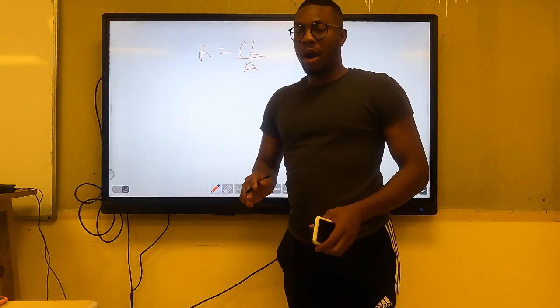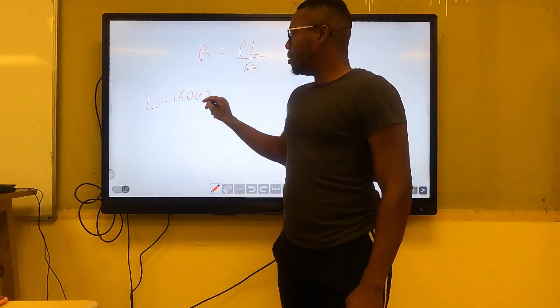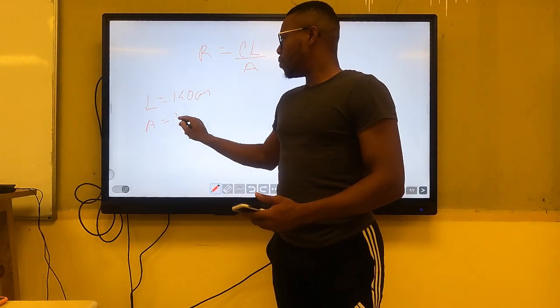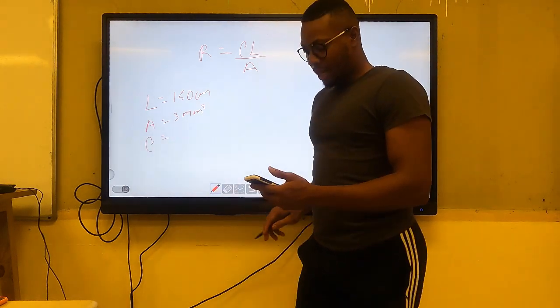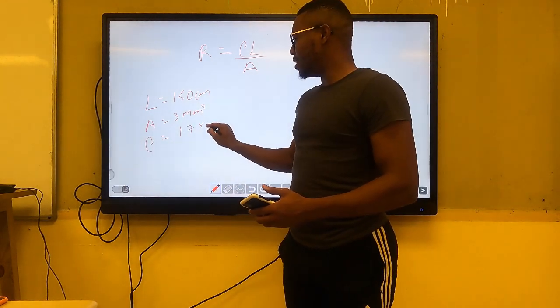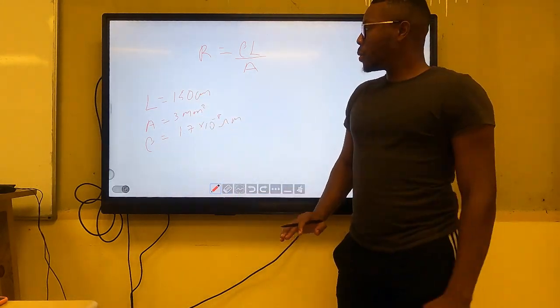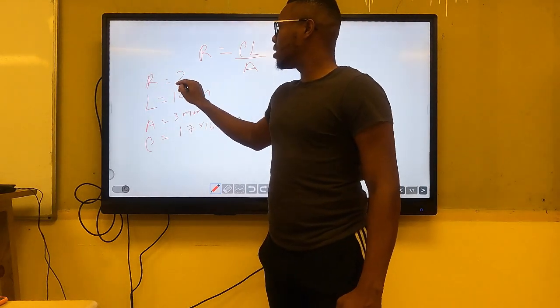So let's suppose that we have a wire where the length of the wire is 150 centimeters, whereby the area of that wire is 3 millimeter square. The resistivity of the wire is 1.7 times 10 to the minus 8 ohm meter. Since we have this information here, we could actually go ahead and find the resistance. So we're trying to find R, resistance.